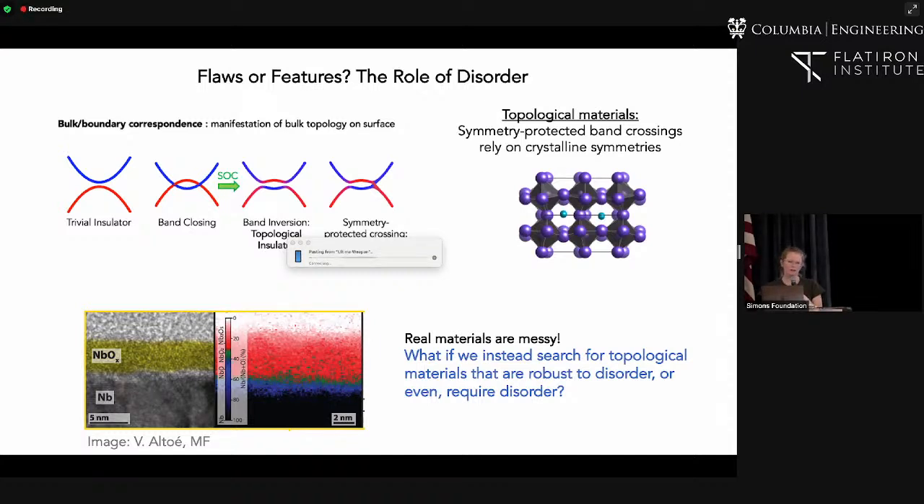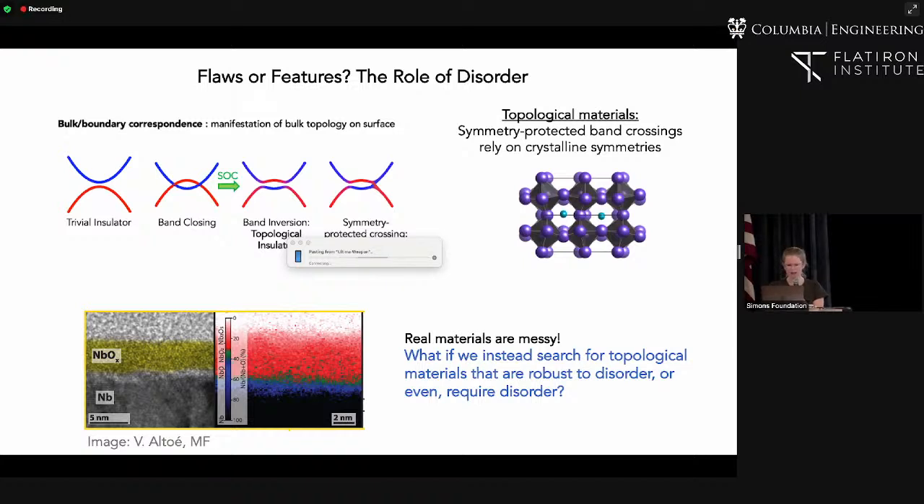Now, one of the motivations I always say is that real materials are messy, and of course we have disorder in there, but there are actually far more amorphous materials in the world than there are crystalline ones. It's much easier to make an amorphous material than a crystalline material. So finding and understanding topology in amorphous materials is also useful if we want to make, for example, a topological quantum computer.